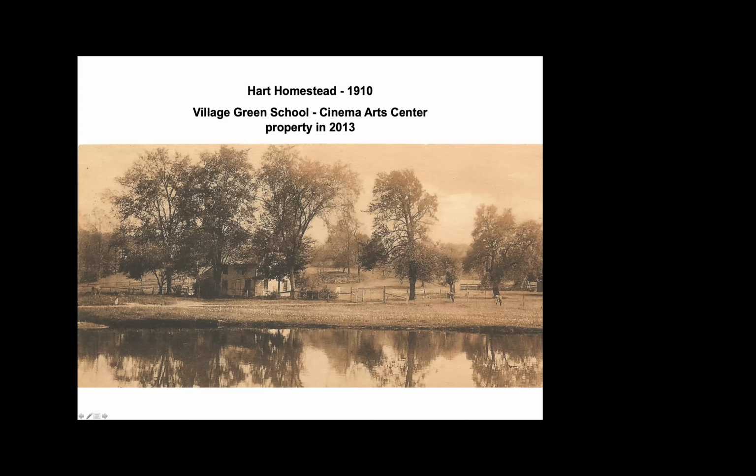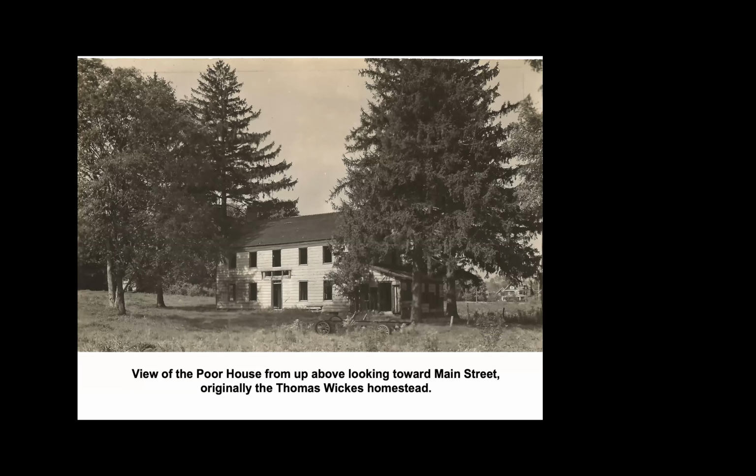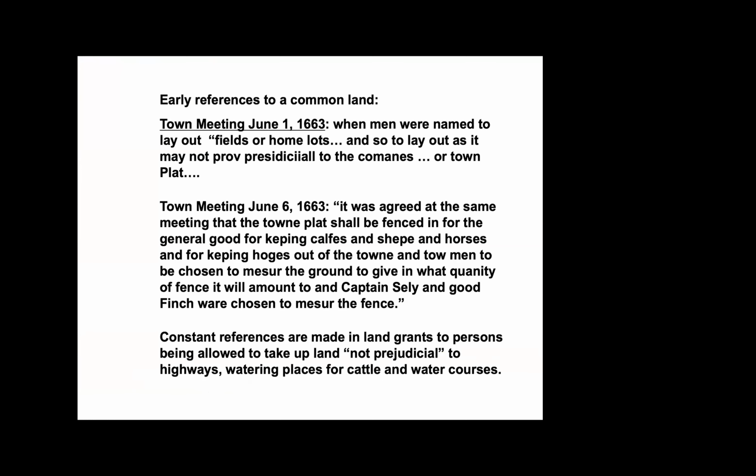And you'll see a building there that was originally the Wicks farmhouse that later became the poorhouse in the early 19th century. Thomas Wicks owned that property, and there's a plaque that stands that we're going to see later. But in 1663, in the town meeting, the men were named to lay out fields and home lots. And home lots were going to be in this settlement. Fields would be on the extremities of the settlement, and to lay out, and this may not be prejudicial to the commons or the town plat.